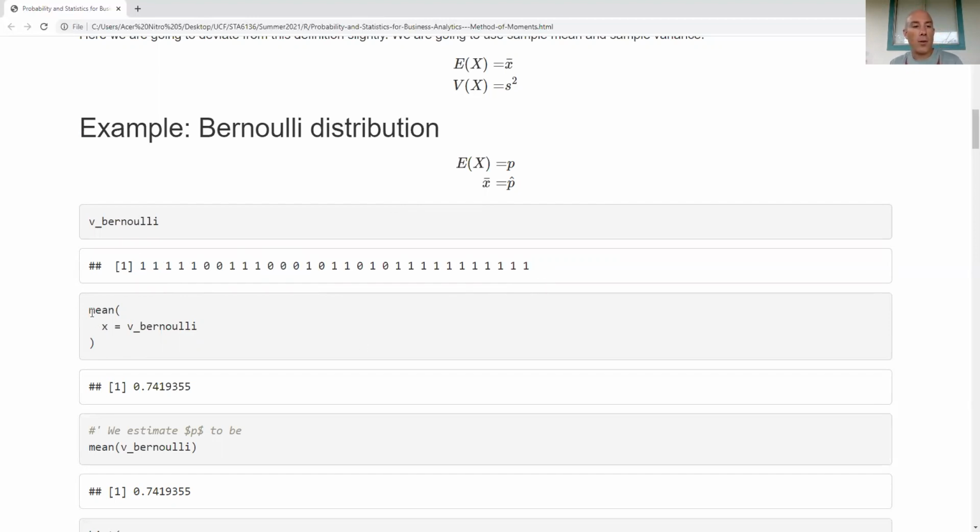Let's just take the average. I'm going to take the sample average and set it equal to P hat. All right, well, there's the average, so here, this is my estimate of P.